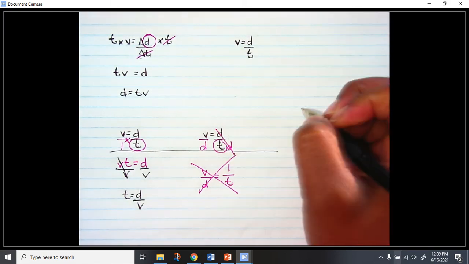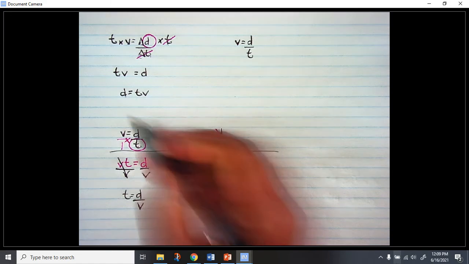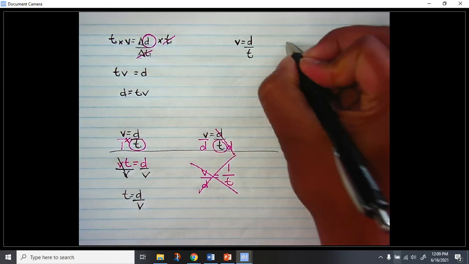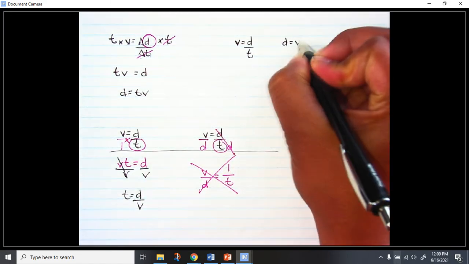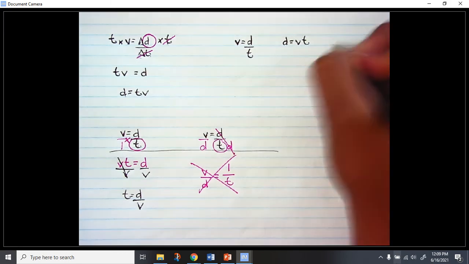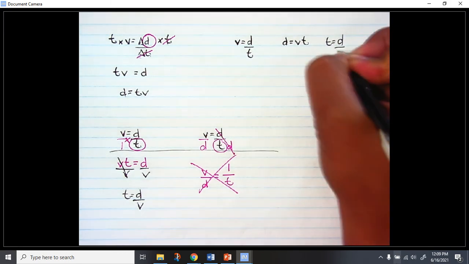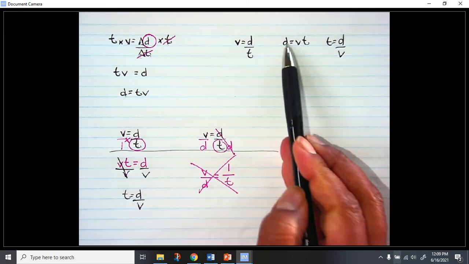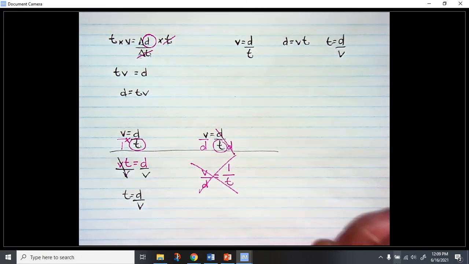So you'll know the standard that you've got: speed is equal to distance over time. And if you don't understand how to actually manipulate it, then you're going to have to also memorize that d is equal to v times t, and that t is equal to d over v. So no matter which variable we ask you for, you've got all 3 versions here.